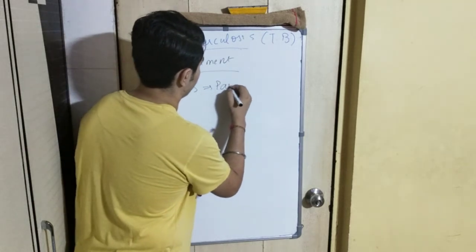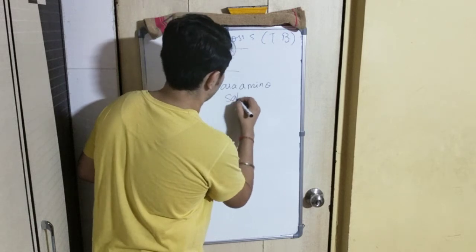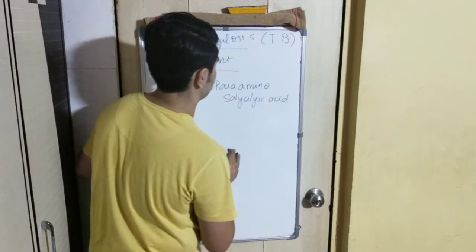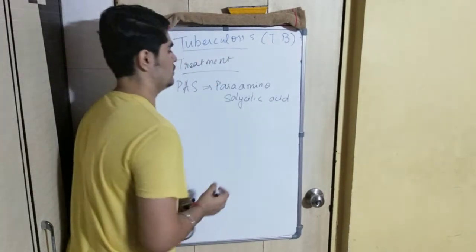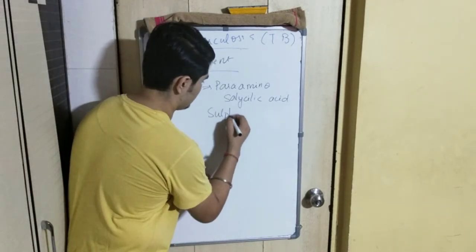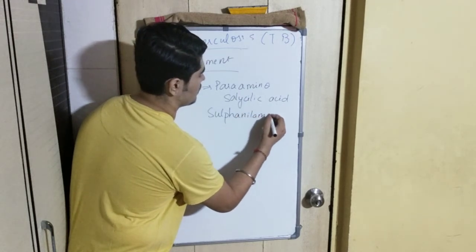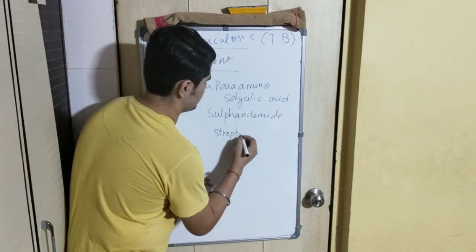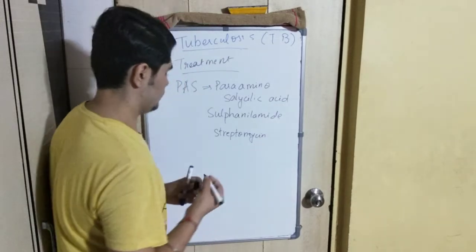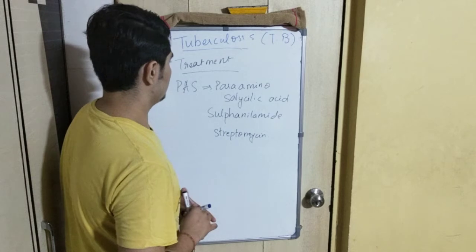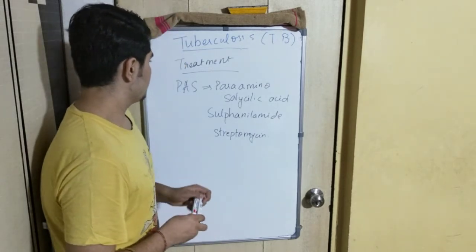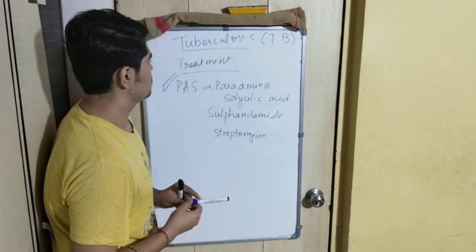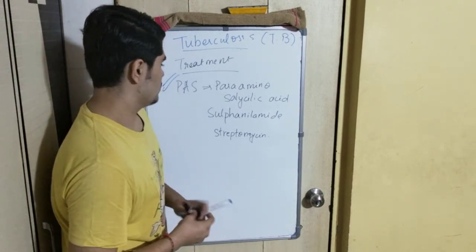PAS, para amino salicylic acid, and sulfanilamide, and also streptomycin, these medicines can cure the tuberculosis disease, so you can copy it down. This is a much more likely question to be asked in board exams. So I hope you have copied it.